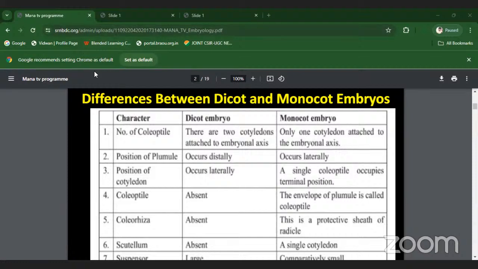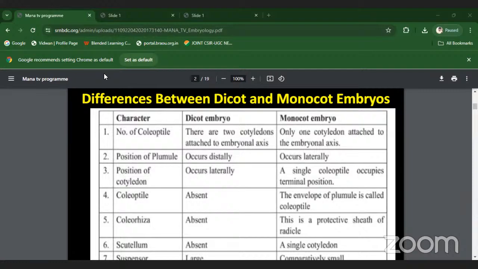Yes, sir. Right. So yesterday we discussed endosperm formation, endosperm types and endosperm haustoria. Apart from that, we also discussed double fertilization and embryo formation, how the zygote develops into an embryo. Today we will discuss embryo development in dicot and monocot: dicot embryo development and monocot embryo development.